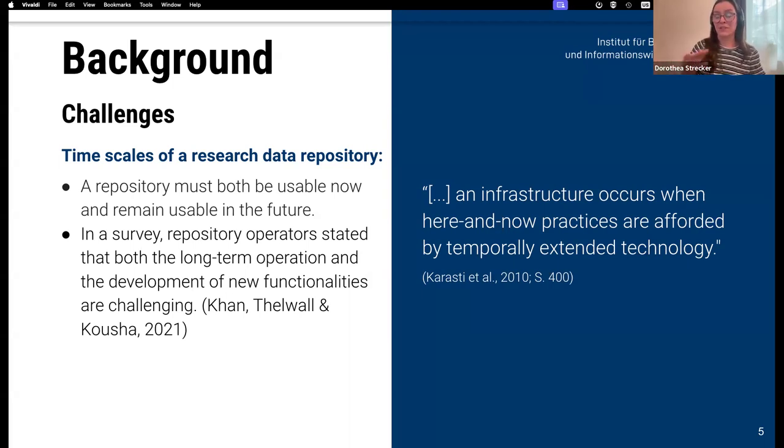They have to support here-and-now practices and also assure people that they will remain usable in the future. And applied to the case of research data repositories, this means that they must be usable right now. They must support current practices, but they also must remain usable in the future. So they also need to collect current user needs, anticipate how they might shift, and plan ahead. This is very challenging for repositories, which you can see from a survey among repository operators, where they reported that they found both the long-term planning challenging, as well as developing new functionalities that support users' current and evolving practices.